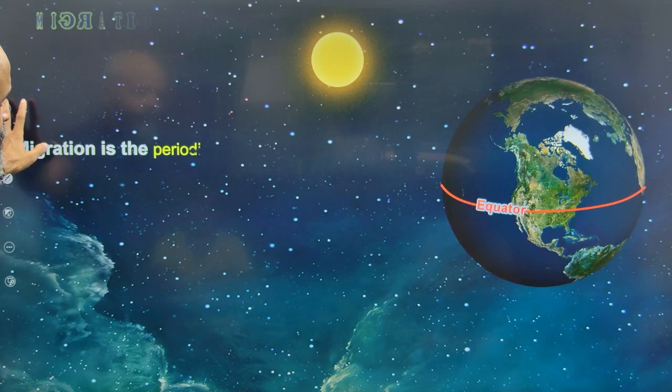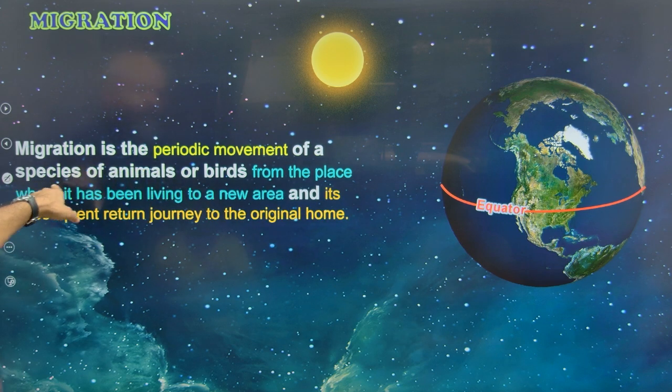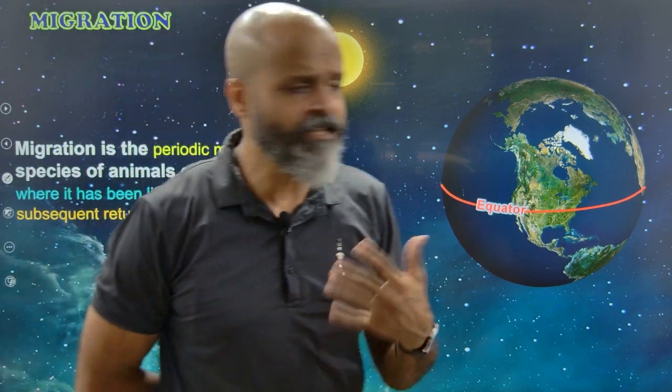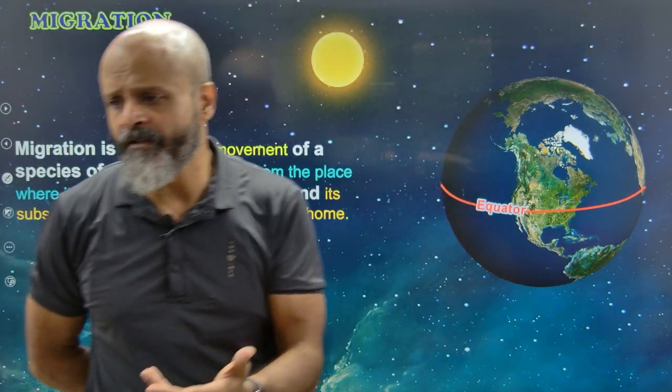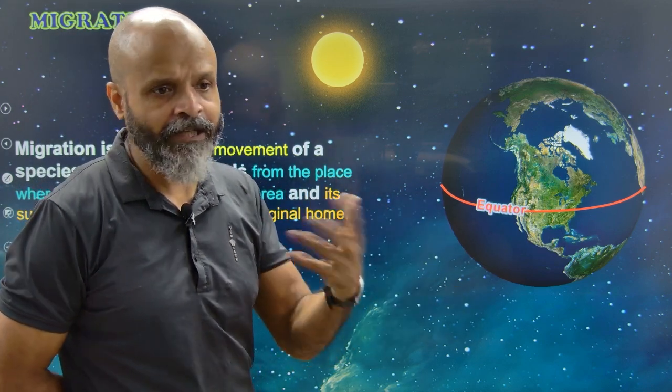Okay, so migration is the periodic movement. What is migration? Periodic movement of a species. Periodic means it happens every year, or within a couple of months. So it will be something that happens regularly, on a regular basis.